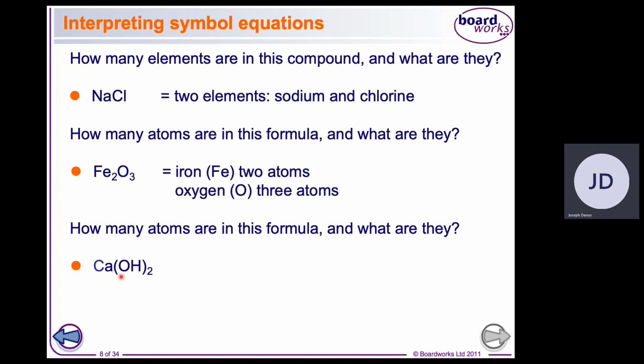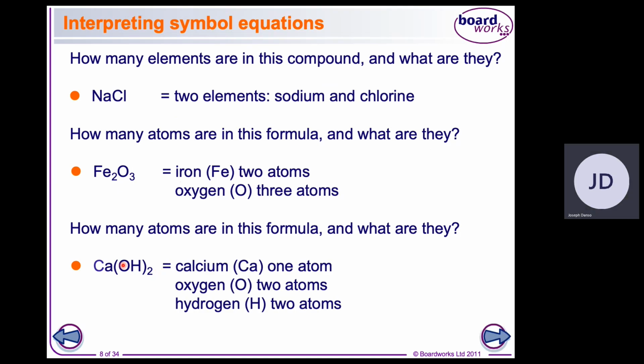Another example here, we've got Ca(OH)2. How many elements are here? What elements are in it? And how many of each are there? Pause the video and have a go. So we have calcium, oxygen, and hydrogen. 1 atom of calcium, 2 lots of oxygen, and 2 lots of hydrogen.